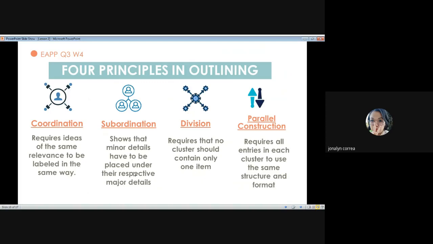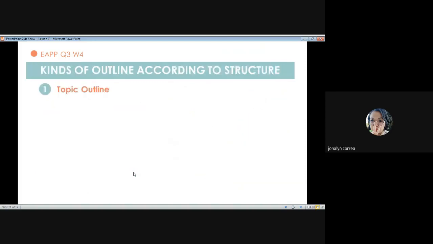So that is parallel construction. So we also have kinds of outline according to their structure. I have here two, but we will discuss three. So first is the topic outline.